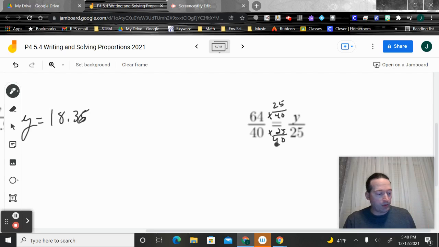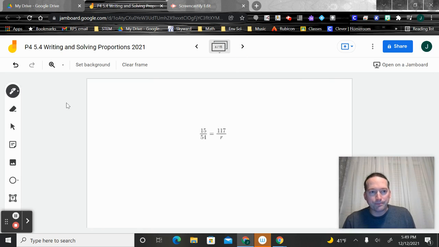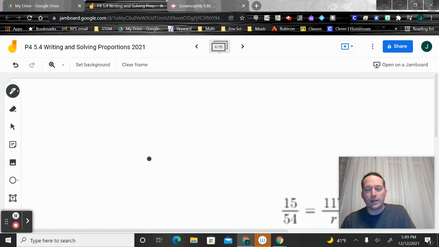Where I'm going to divided by where I'm coming from. So 25 divided by 40. Okay, multiply that by 64, and I get y equals 40. Not too much work to do there. Let's look at this one.